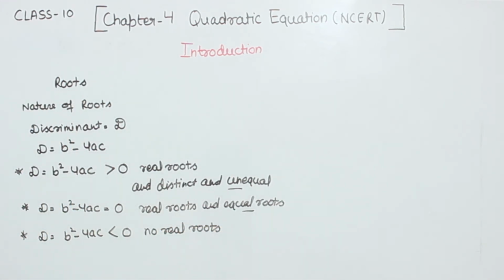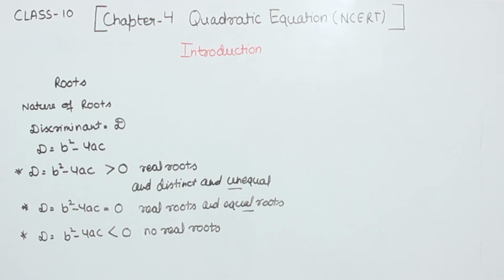So it is clear, when the value of D is greater than or equal to 0, we have real roots. If it is smaller than 0, then we have no real roots. If it is greater than 0, we have unequal roots. If it is equal to 0, we have equal roots. And when it is smaller than 0, we have no real roots. So this is the nature of roots.